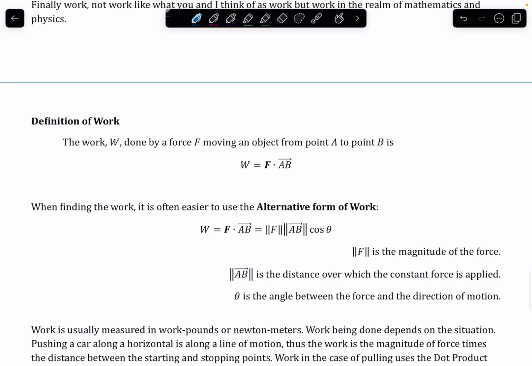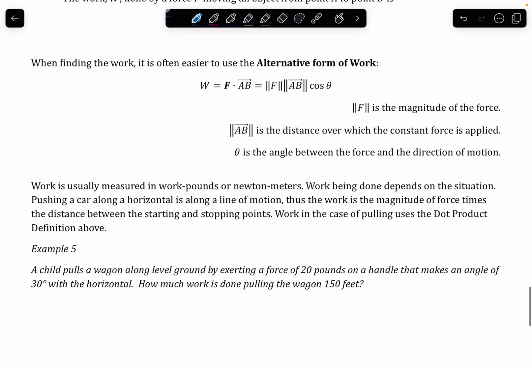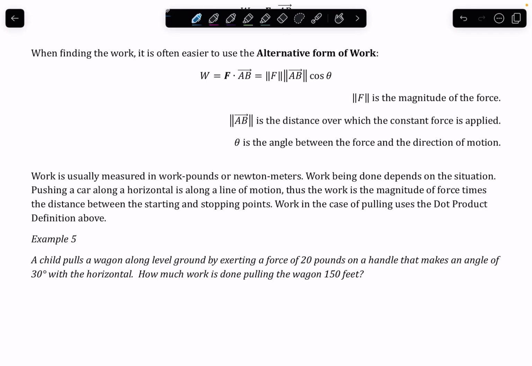So the work done can be represented as the magnitude of the force times the magnitude at which that force is applied, so the length at which the force is applied, times the angle between that force and the direction of motion. Work is measured in weird units because we wind up taking a force that's applied in pounds on a directional vector, like length, so pounds feet or pounds miles. Newtons, we probably won't be measuring in newtons. We're going to stick with units you're familiar with.